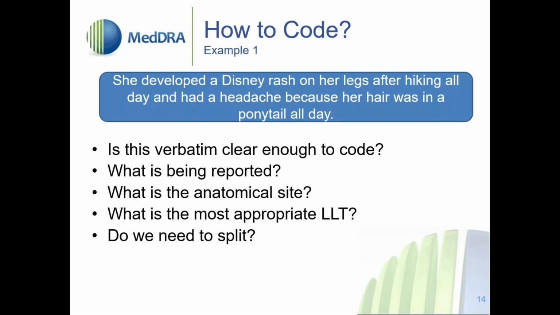So first of all, she developed a Disney rash. Where did she develop it? On her legs. So she developed a Disney rash on her legs. And when did this happen? It happened after she was hiking all day. Then the second part of the narrative says in addition, she had a headache. And then it gives you the cause, information about why the headache or details about the headache. She had a headache because her hair was in a ponytail all day.